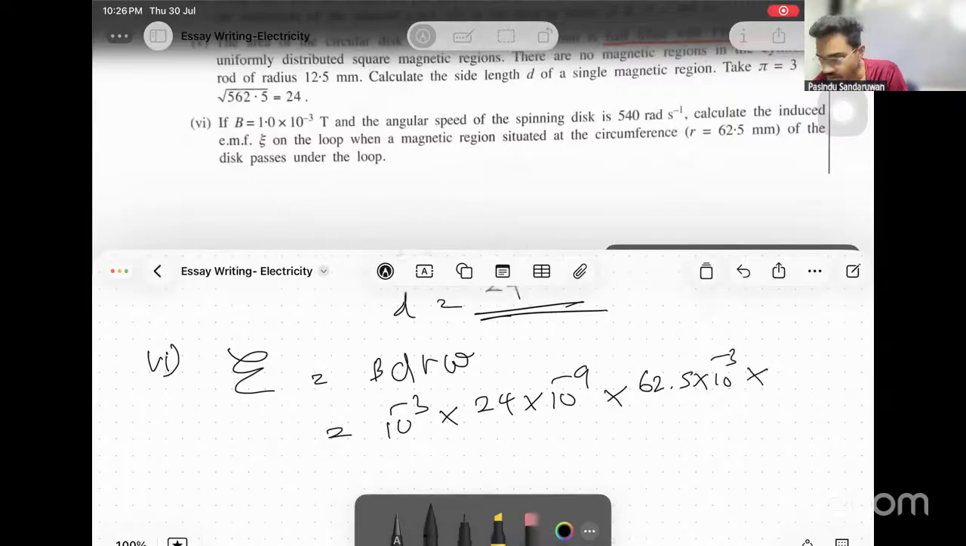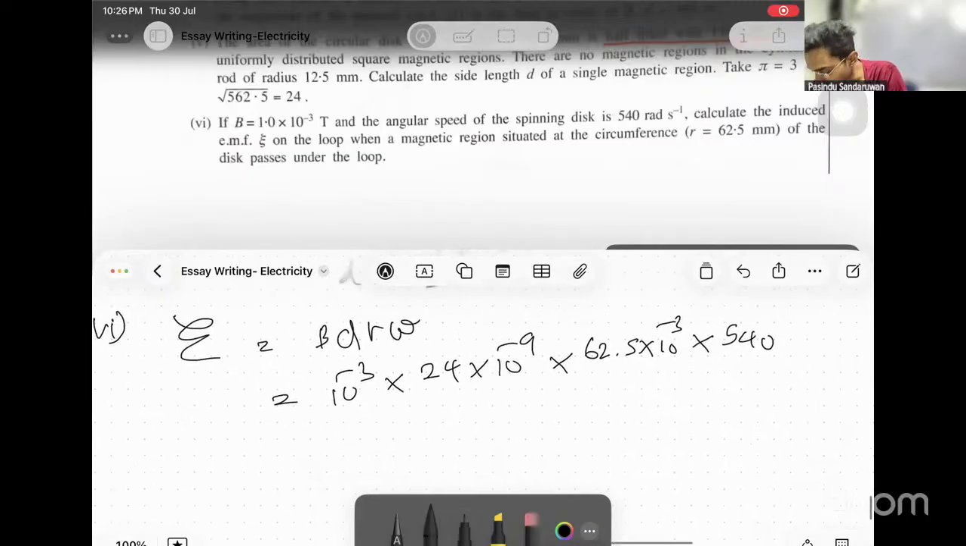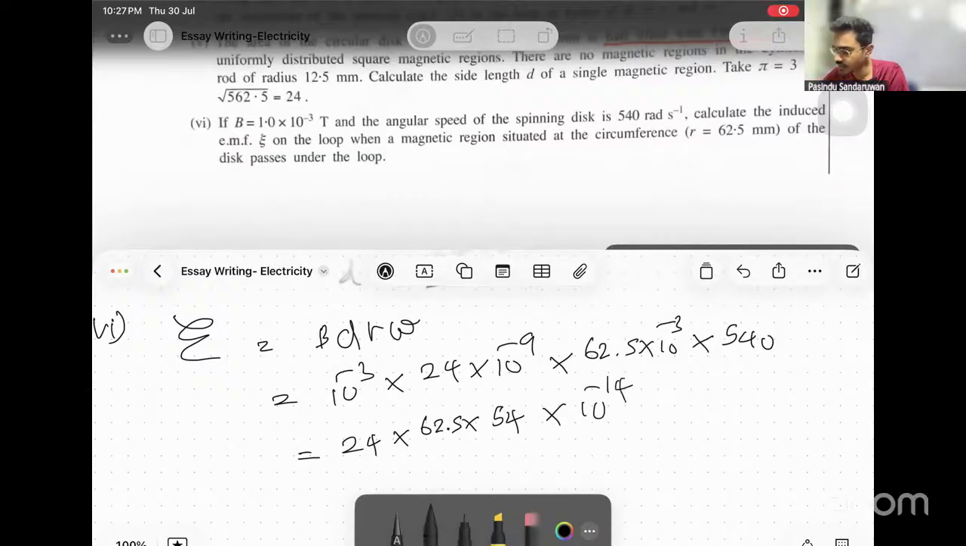Omega is 540, right? Again a simplification. Then the numbers are 24 times 62.5 times 54, and the remaining 10 to the powers are minus 3, minus 9, minus 12, minus 12, minus 3, minus 15. Then with this, 10 to the power minus 14, right?